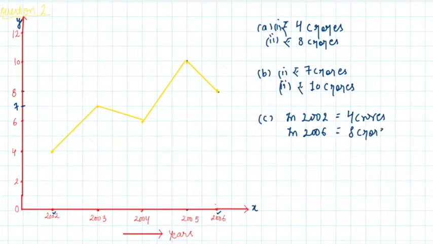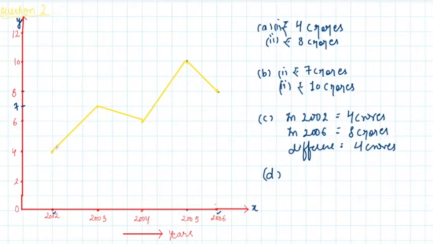Now you have to compute the difference. So how much is the difference? 8 crores minus 4 crores will give you 4 crores. Now the D part, in which year was there the greatest difference between the sale as compared to its previous year? So let's do it one by one.